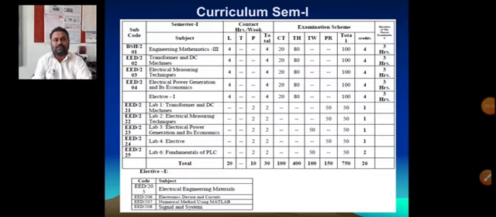As you know, there are 5 subjects: engineering mathematics 3, EM3, then transformers and DC machines, electrical measuring techniques, then electrical power generation, that is EPG, and its economics, and there will be an elective subject 1. As an elective we have selected the EDC subject to support electrical engineering. The knowledge of electronics is equally important. Nowadays the interdisciplinary approach is very important. You should know the basic concepts of all the branches along with your core branch.